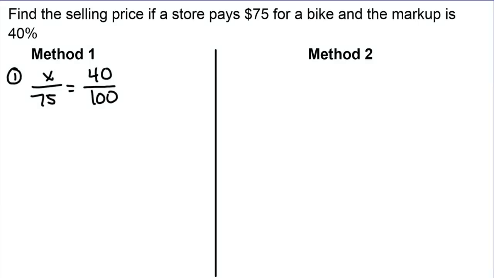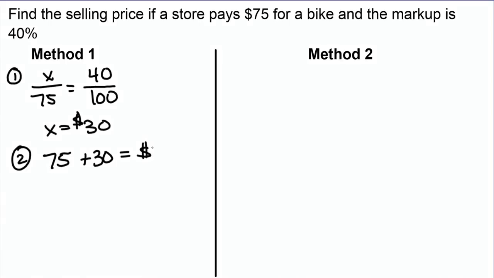Using cross products here, we find that X is $30. So the price of the bike is going to change $30. Then I take that change and add it on to the original price to get the final selling price, or the selling cost of that bike, which is $105. So that's method one: find the amount the price changes and then add that on.